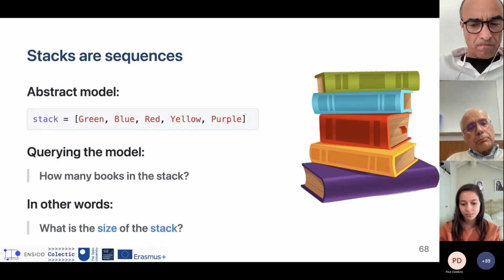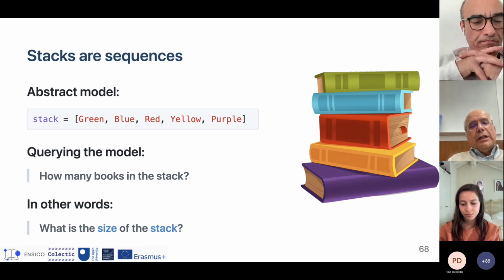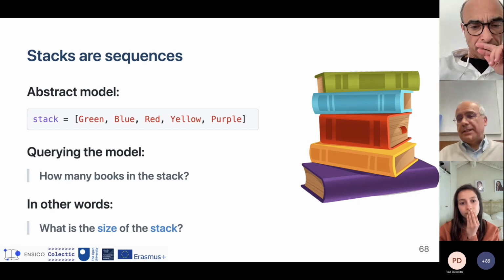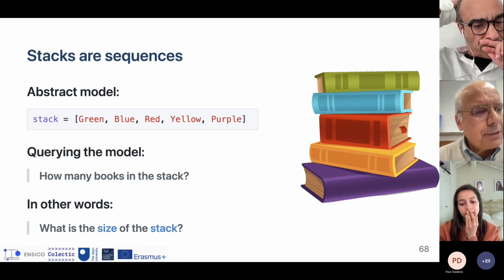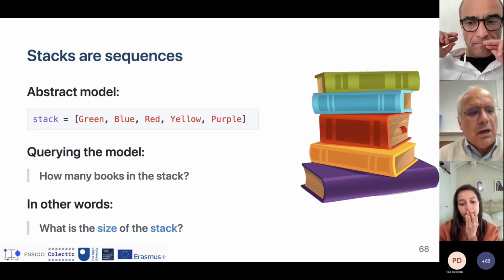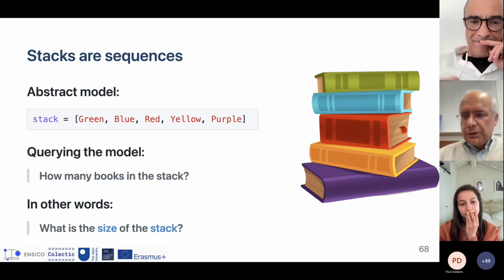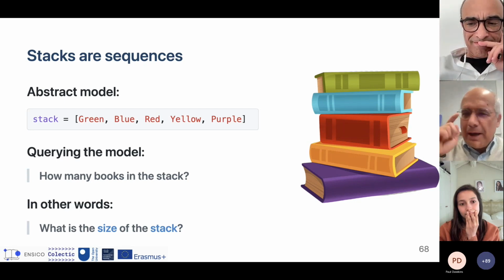So now stacks and queues are sequences, and it's time to bring the abstract model explicit. And here we are already showing a piece of code. We don't tell them that this is code, but this is already code. We are telling that this stack of books has a green book on top, then a blue, red, yellow, and purple. So when you have these, you can actually start querying the model. How many books are in this stack? Recall the trivium. We are in the mother language here.